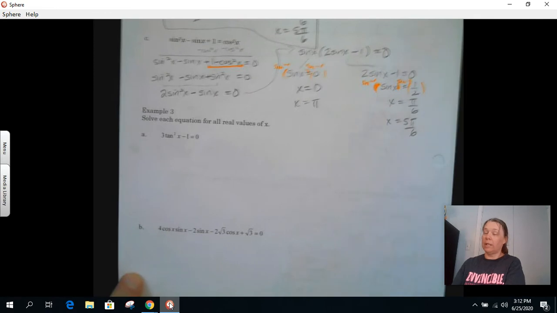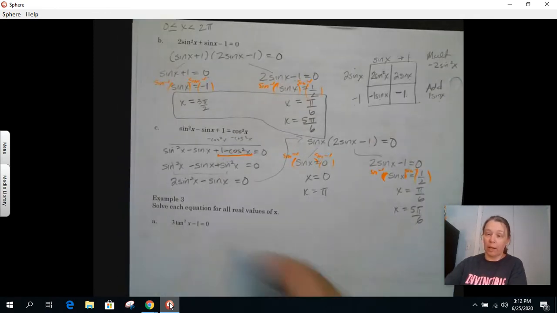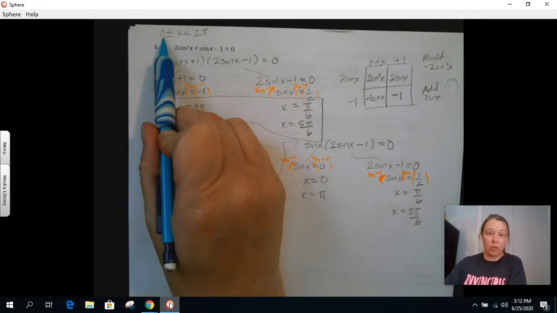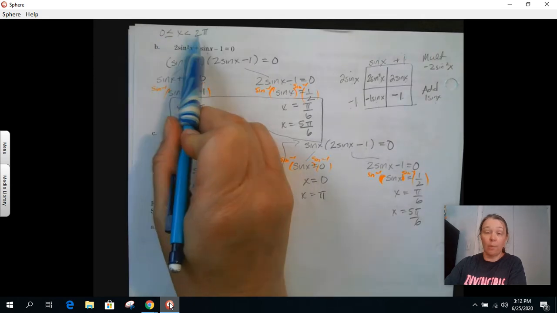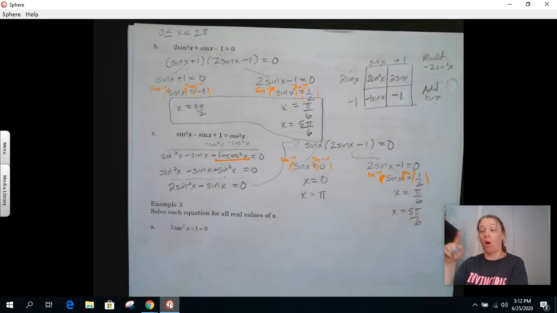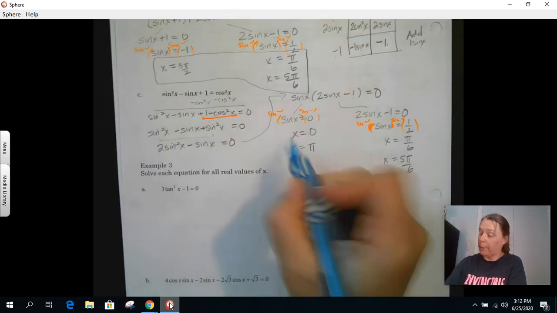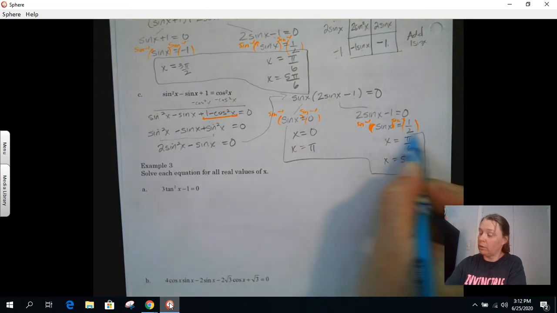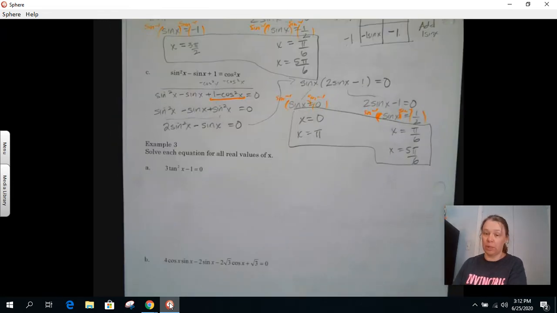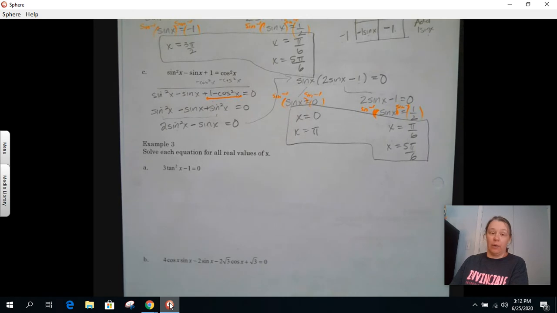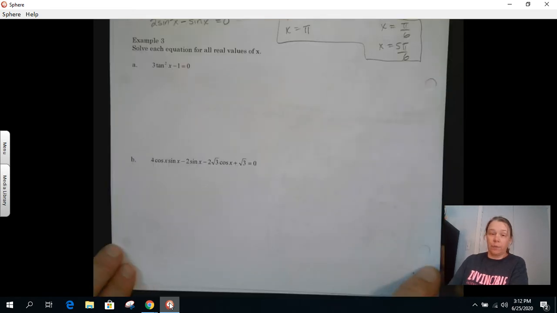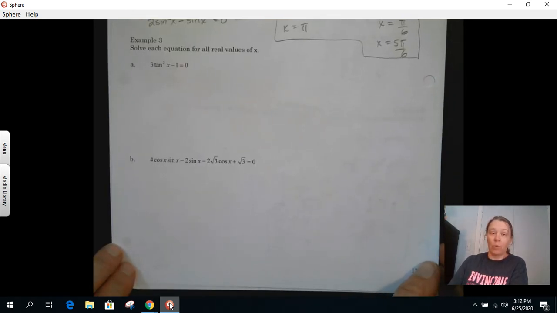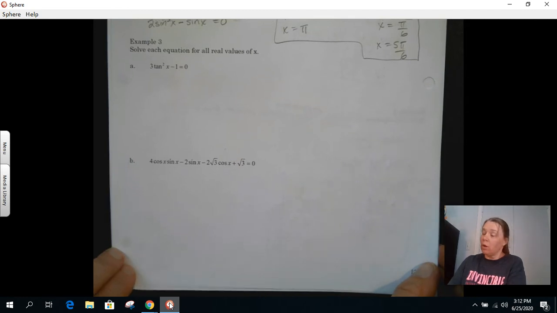Again, the reason I couldn't pick 2 pi is that the directions were to give answers from 0, including the 0, but not including the 2 pi. So you just go all the way around once with no overlap. Okay, so there are my 4 solutions. All right, now the next set of examples says solve each equation for all real values of x.